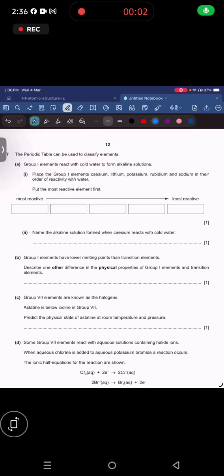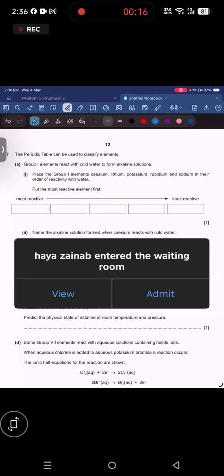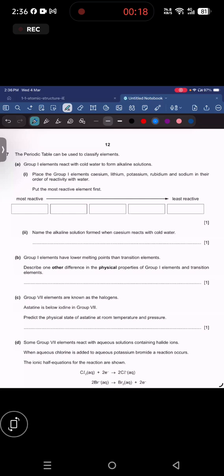So the last question of the year 2022, variant 21, May June. Question number 7. The periodic table can be used to classify the elements. The group number 1 elements react with cold water to form an alkaline solution.